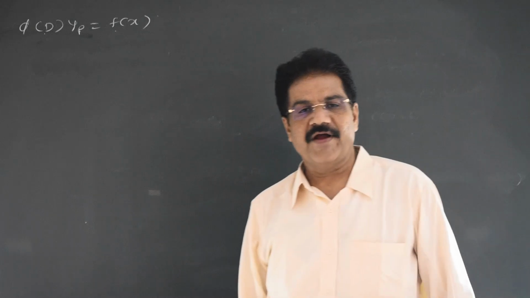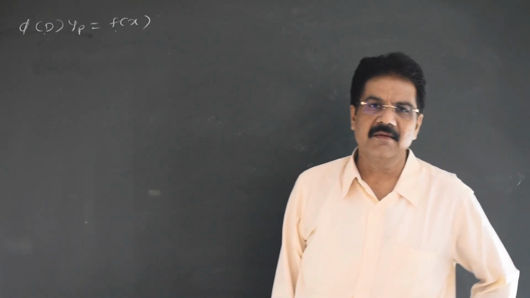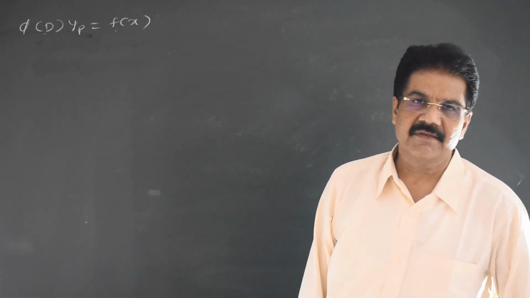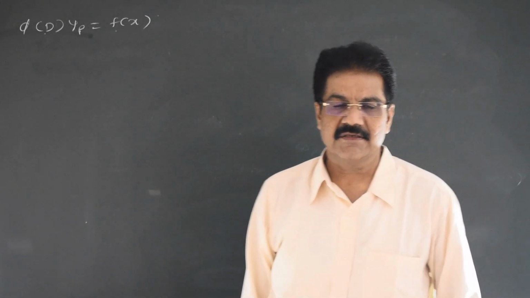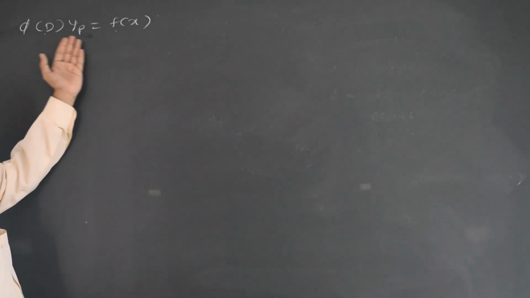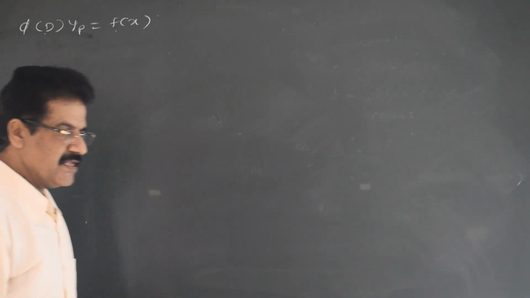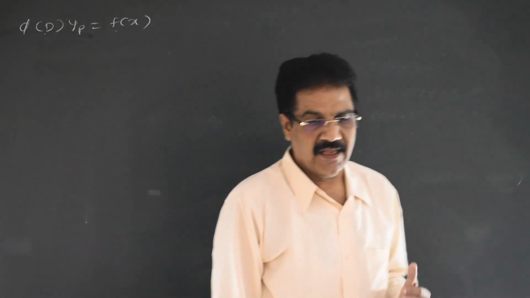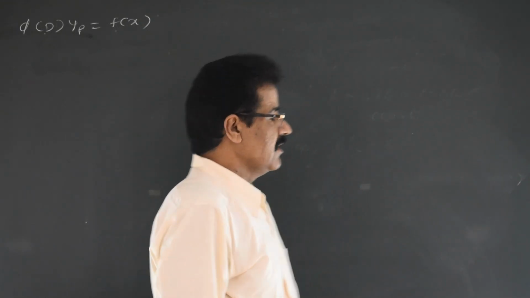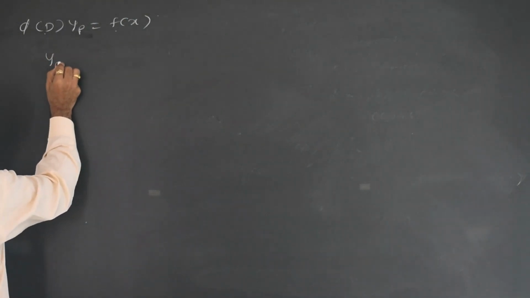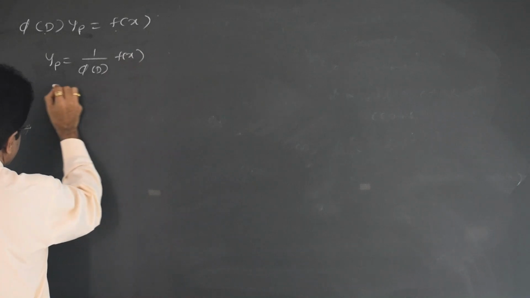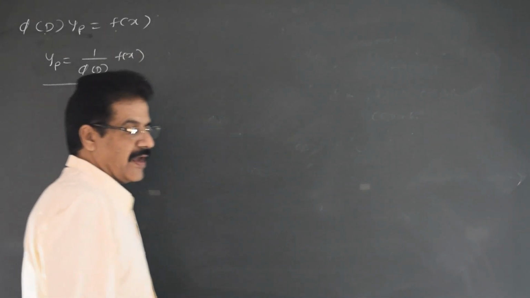Let us see now how to find yp. As I told you earlier, there are 3 methods: the general method, the shortcut method, and the method of variation of parameters. In the earlier part of this lecture, we have written phi D yp is equal to f(x). yp is the solution when RHS is present, and therefore yp satisfies the equation phi D y is equal to f(x). From this we get yp is equal to 1 upon phi D into f(x). So this is the formula for finding yp.